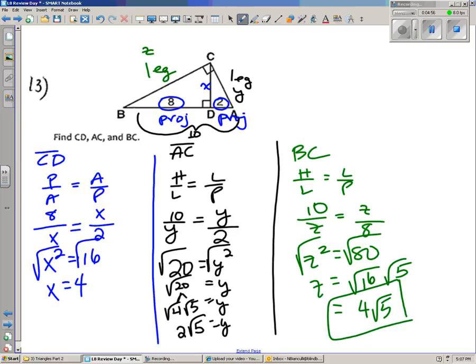So here are our answers. So final answers complete. CD is 4. AC is 2 square root of 5, and BC is 4 radical 5.